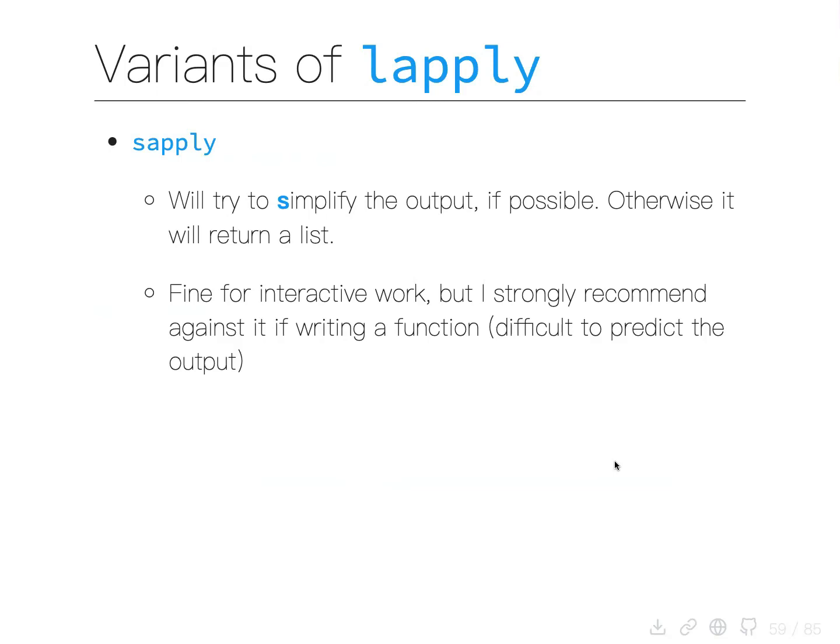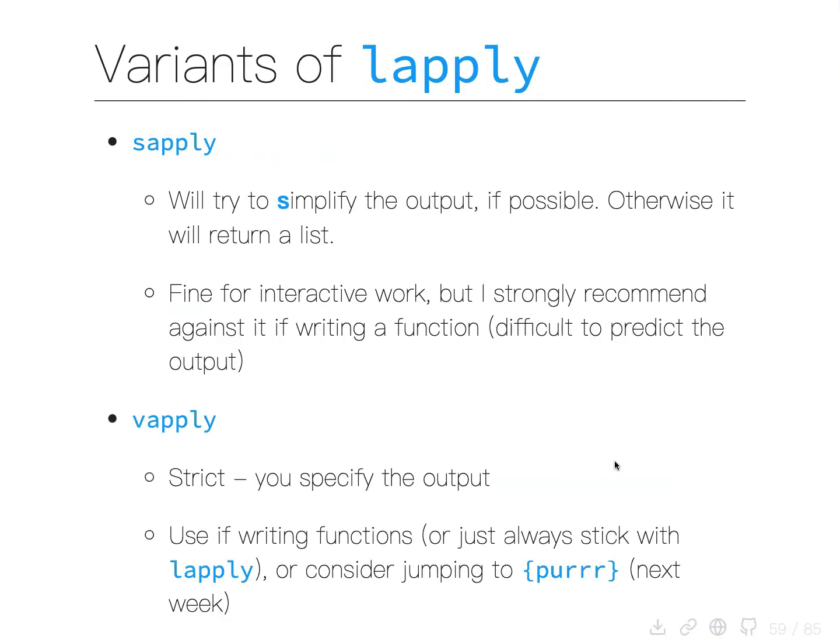Sometimes you will get an atomic vector. Sometimes you will get a matrix. Sometimes you will get an array. It just depends. And sometimes you will get a list. Okay, so you could get a list, you could get an atomic vector, you could get a matrix, or you could get an array of however many dimensions. Okay, so again, totally fine for interactive work, not so fine for programming.